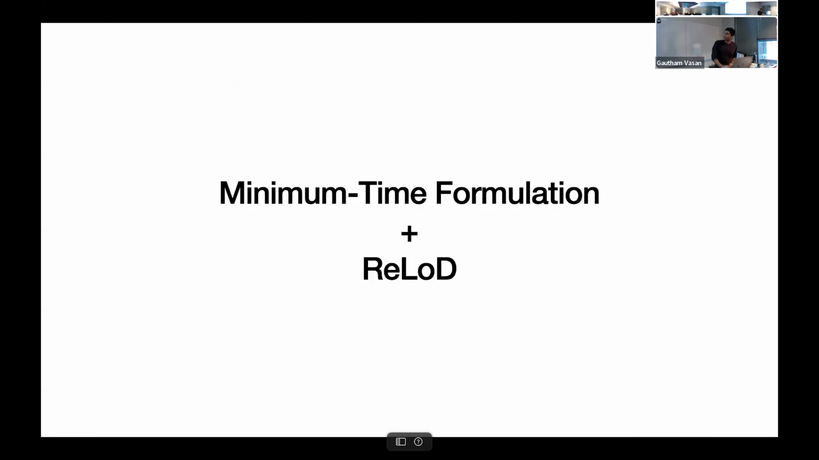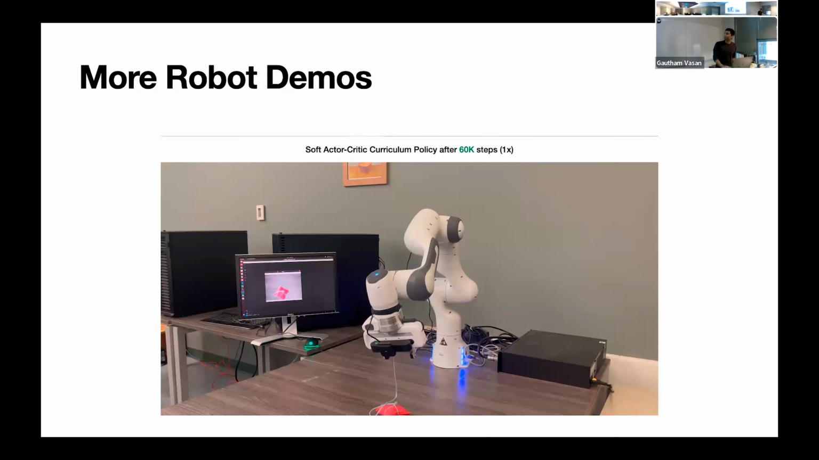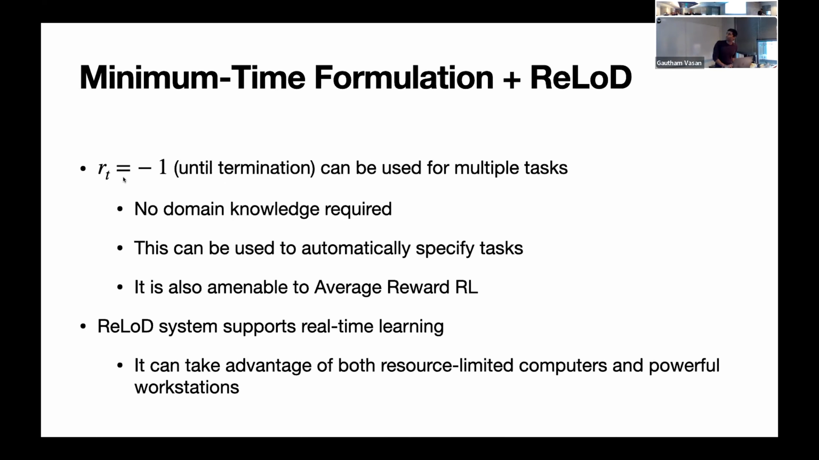So now we put together the minimum time formulation and ReLoD. The first was to answer the question of how to specify reinforcement learning tasks. The other is about how to set up a real-time learning agent. So if you do that, this is what we get. We're saying, give a reward of -1 every step. This is nice because you can use this for multiple tasks. You don't really need any domain knowledge here. So this can also be used to automatically specify tasks. Let's say you just maximize a specific feature in your network. And this is also nicely amenable to average reward RL if you care about continual learning. So this ReLoD system supports real-time learning, and we are able to take advantage of the computational resources we have.